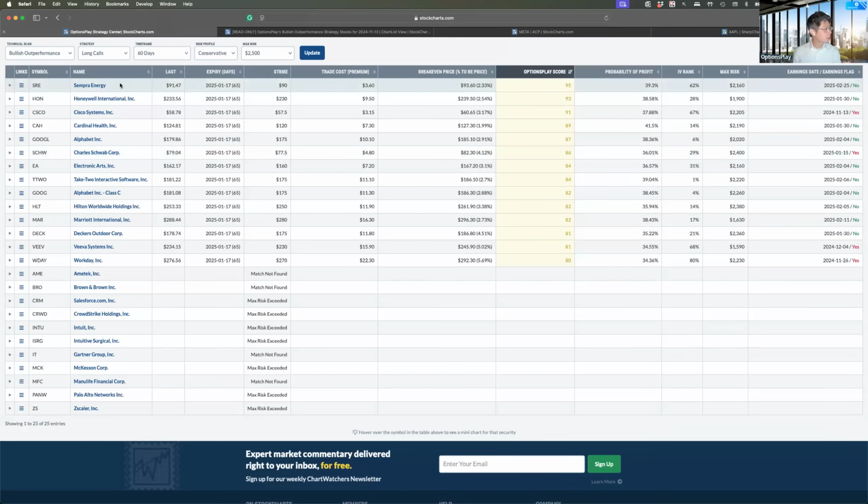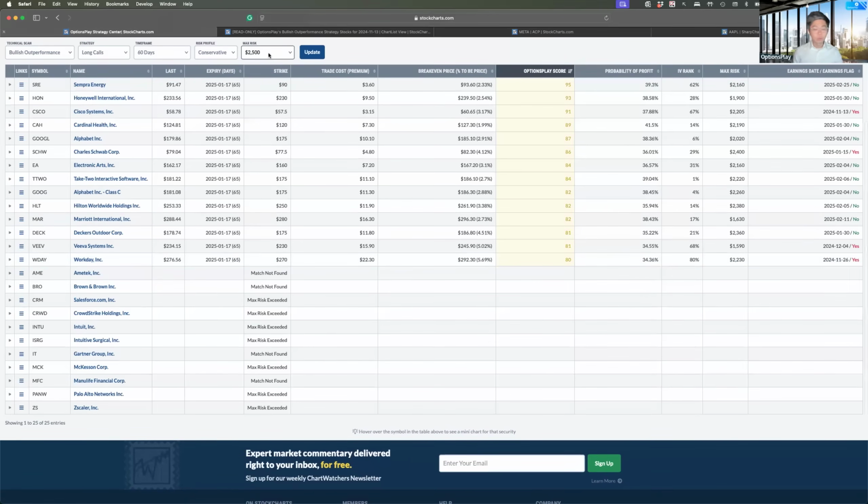So out of the stocks that I looked at, Sempra Energy has the cheapest stock options to buy, Honeywell the second cheapest, Cisco the third, and I basically have a list of all the stocks that I could potentially buy call options on where my max risk is $2,500, and it basically ranks it for me so that I don't have to go one by one plugging these specific symbols into a tool like OptionsPlay to figure out, okay, if I bought call options on these stocks, which ones maybe have the cheapest call options to buy, which ones have the best risk to reward if I'm looking at other types of strategies, and it basically ranks it for me.